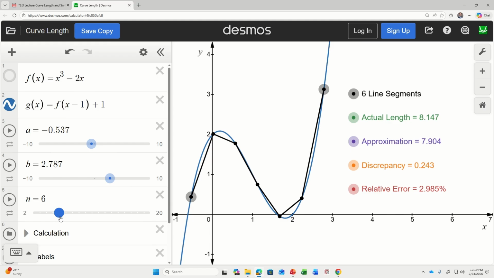But the idea is if I were to continue to increase the number of line segments I use, at 9 line segments, the relative error is only 1%. And if I increase to 20 line segments, the relative error goes down to 0.2%. And obviously, the more line segments I use, the closer fit I have to this curve, and then the better the approximation becomes. In the limit, as n approaches infinity, I've got infinity little line segments across the curve, then it should be perfect. It should be exactly the length of the curve.